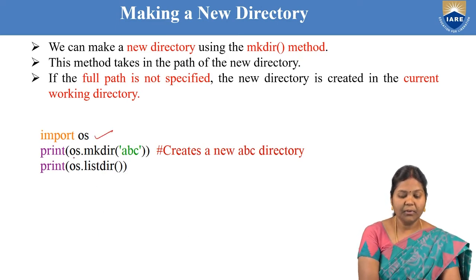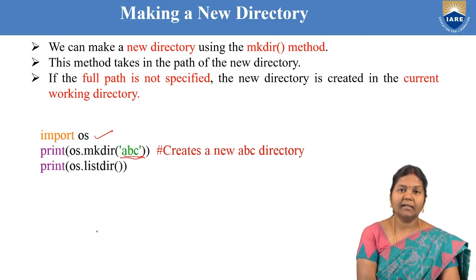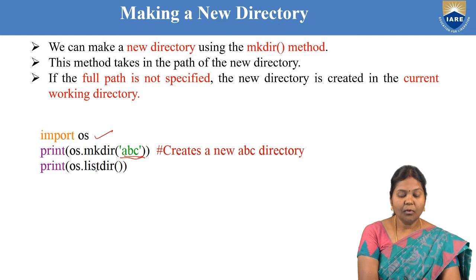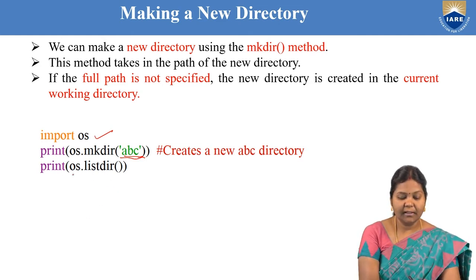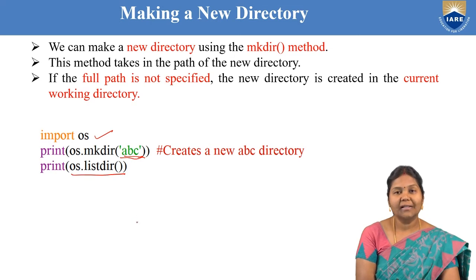Then you write os.mkdir, and we are providing a directory name that is called ABC. So ABC is a folder or directory created in my current working directory. Now, if you want to see whether this directory has been created or not, then again use os.listdir.